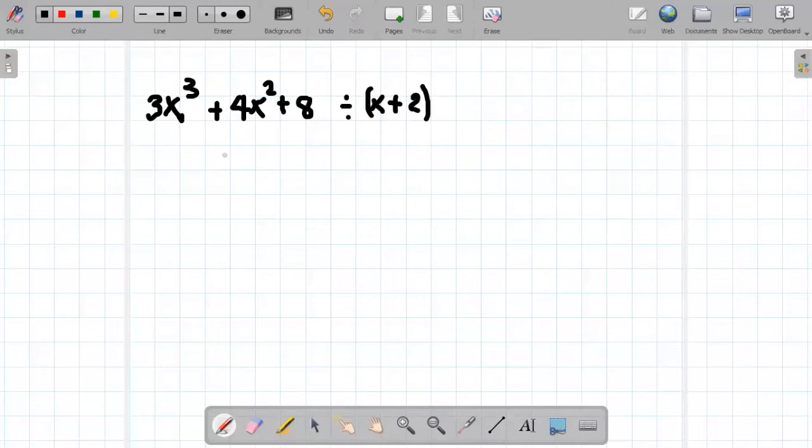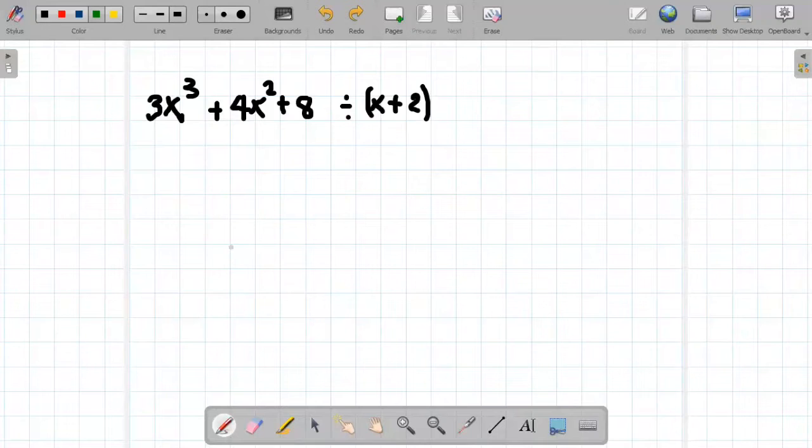So the given is 3x cubed plus 4x squared plus 8, to be divided by x plus 2. Now, you have to arrange it in descending powers of x. So you have cube, and then squared, and then the constant. Descending powers. Then, you place 0 for the missing term. Because here, we have the cube, we have the squared, but we don't have the linear term, the one with the x. So we place 0 for that.